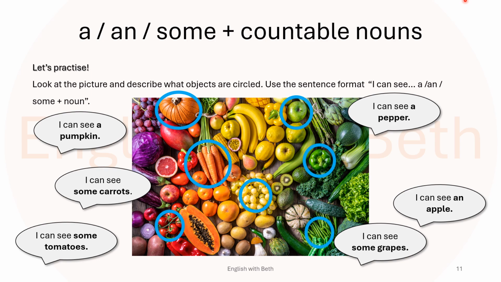And last one, they're very small, down here. These are green beans. Yep, and they are plural. So we say, I can see some green beans. Good job.